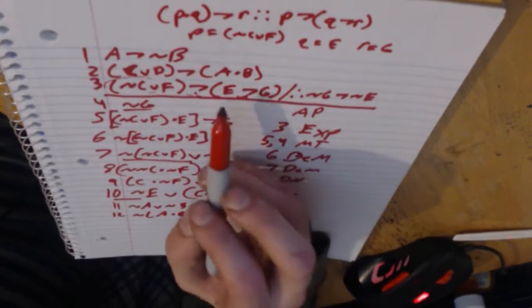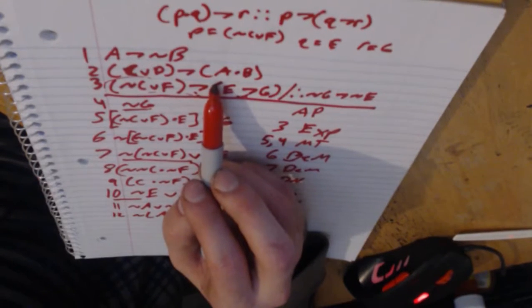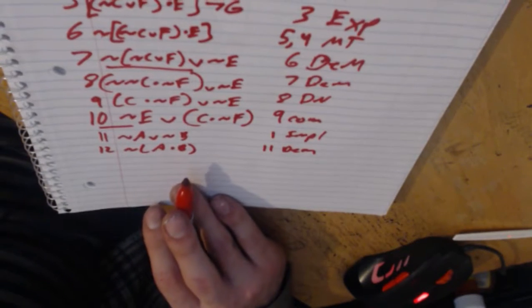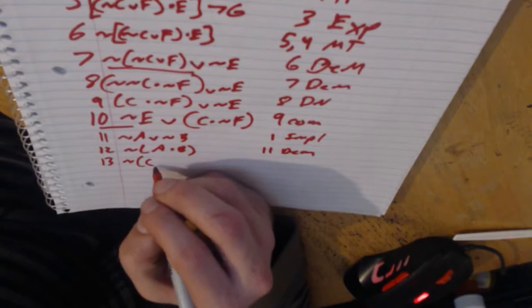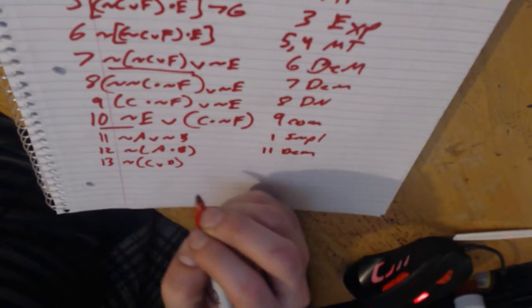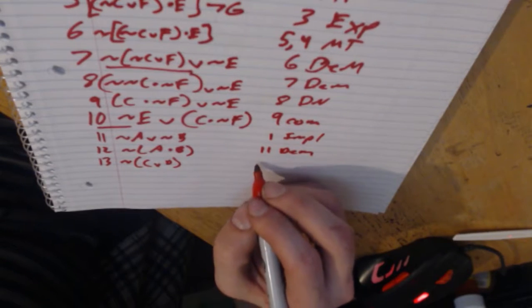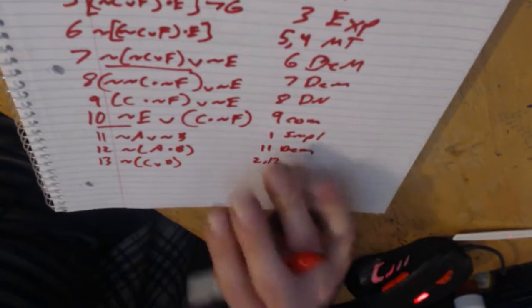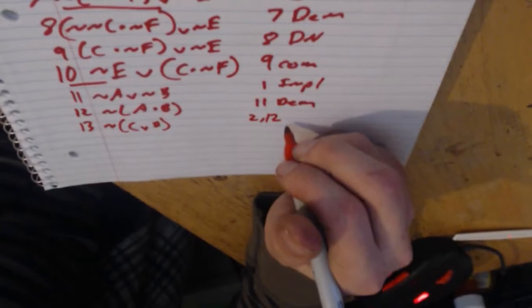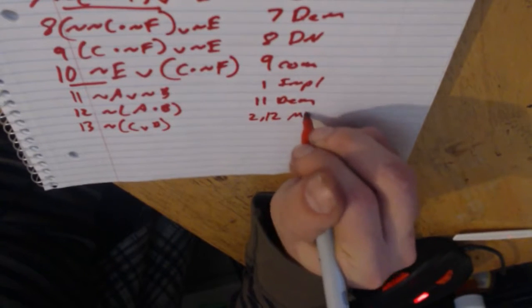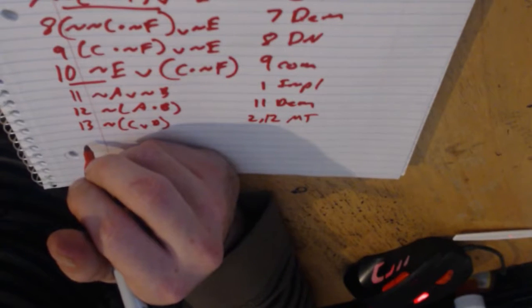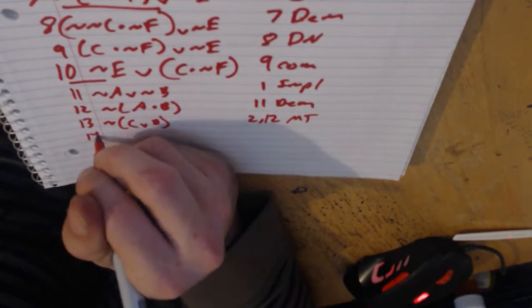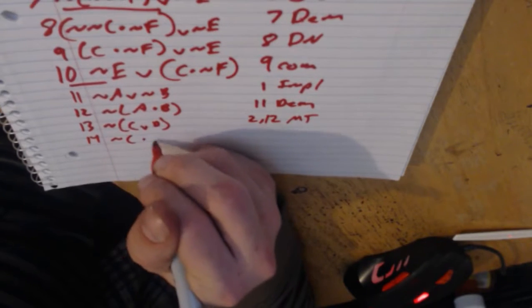Now, what's this up here? We got that. And we have that. So we know line 13 is going to be not C or D by lines 2 and 12, by Modus Tollens. Alright? Now we can De Morgan's that to not C and not D.